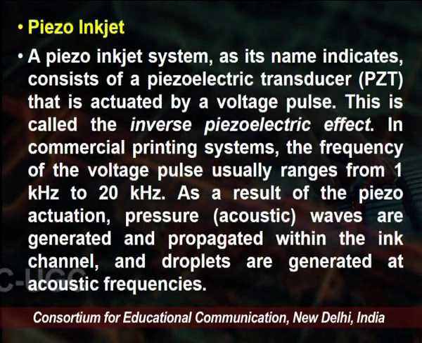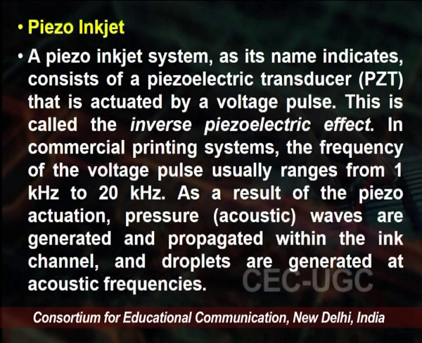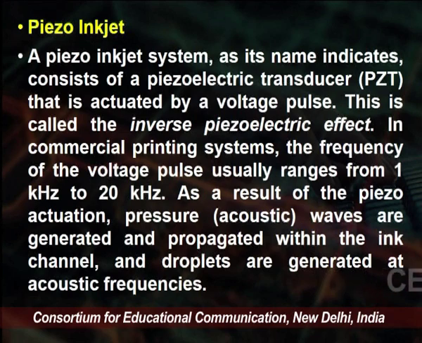If we talk about the piezo inkjet system, it consists of a piezoelectric transducer, that is a PZT, that is actuated by a voltage pulse, and this is called the inverse piezoelectric effect. In commercial printing systems, the frequency of the voltage pulse usually ranges from 1 kilohertz to 20 kilohertz. We saw the piezoelectric transducer in the previous lectures, where we defined how the piezoelectric effect is used and how we can prepare the transducers, which we can prepare by using inkjet printing.